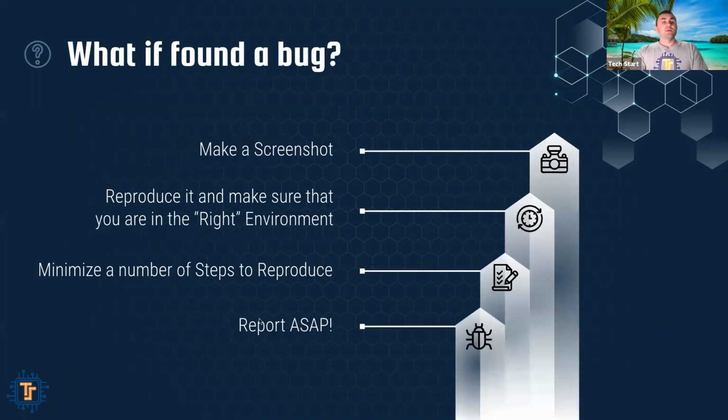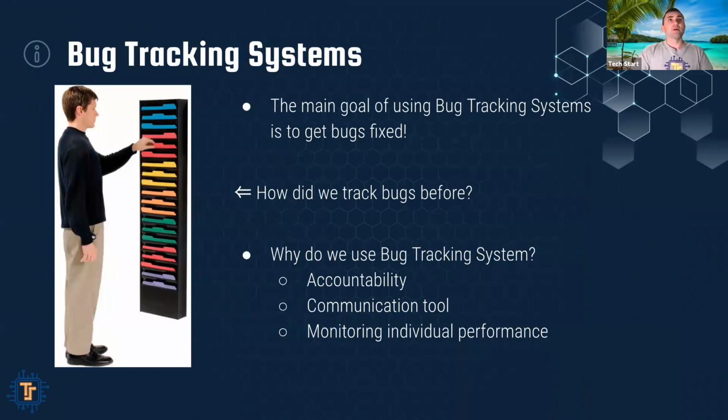Okay, this is just a regular thing. If you found the bug, make a screenshot, reproduce it, minimize the number of steps to reproduce. Maybe you were going through the system in some complex way, right? And came back to something, but there is a shorter way to get to that problem. Try to use the shorter way. If the bug reproduced with a shorter way, mention the shorter way to the problem, not the longer way, and just report it.